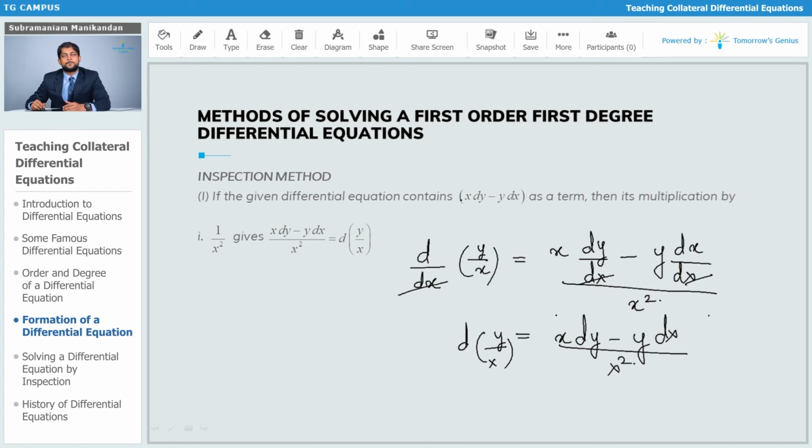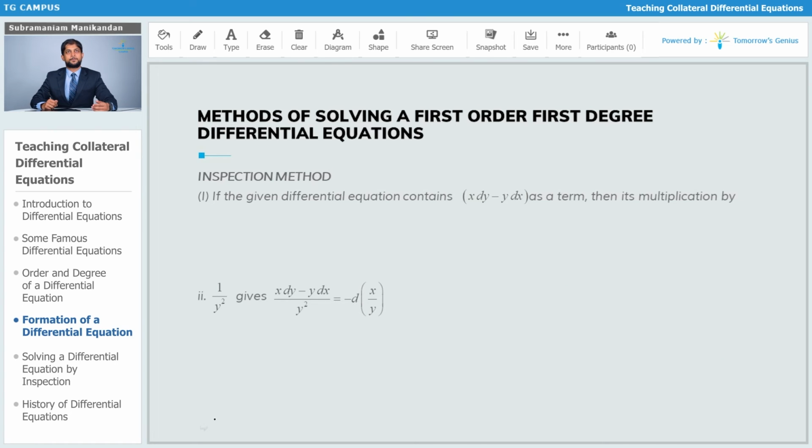So if we have to solve a certain differential equation containing this term on the right side, that is, we have to integrate an expression like this, then it is equivalent to integrating this expression, which is simply integration of d of y upon x. And since integration is the reverse process of differentiation, the integration of this gives us simply the expression y upon x, which is much easier than having to integrate this particular expression.